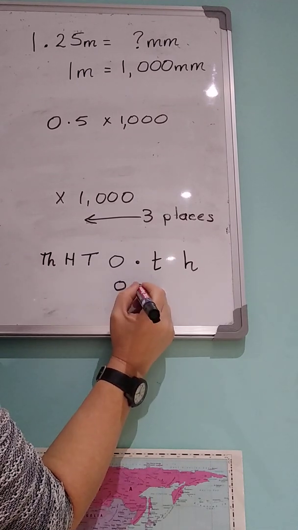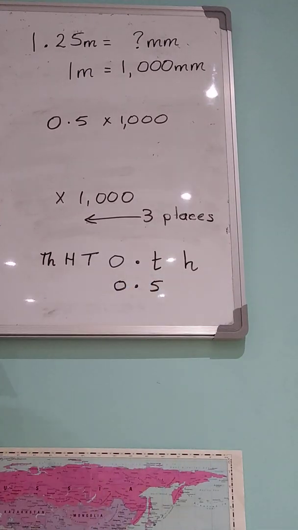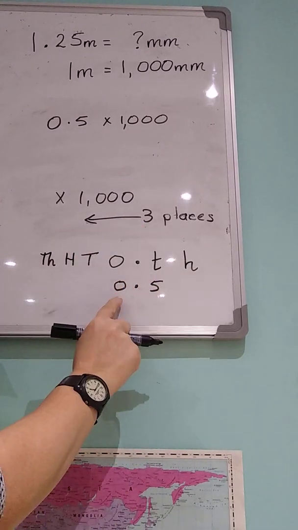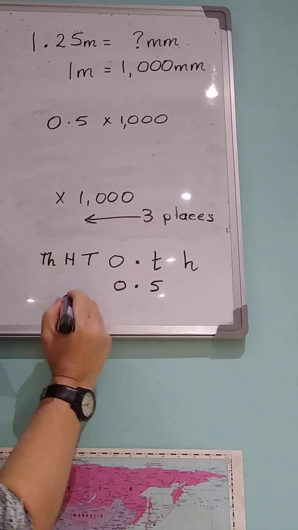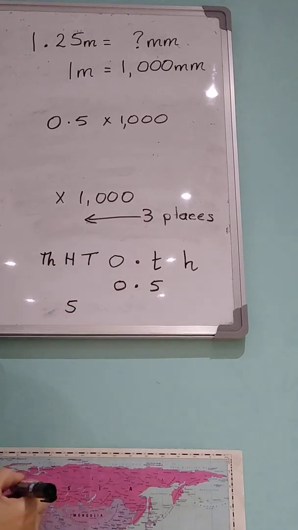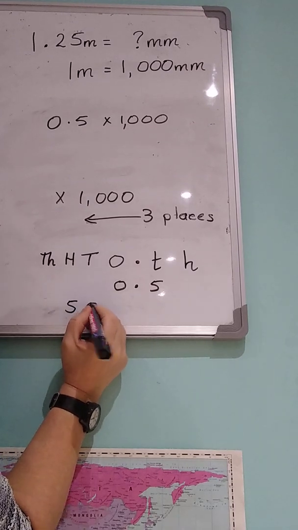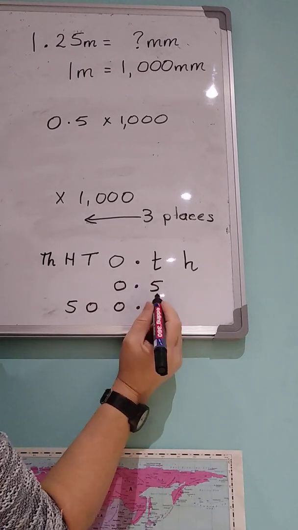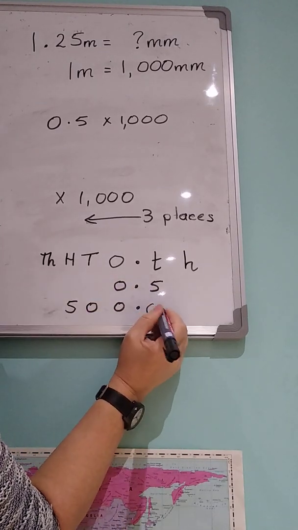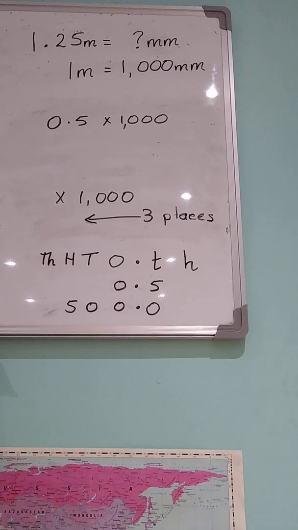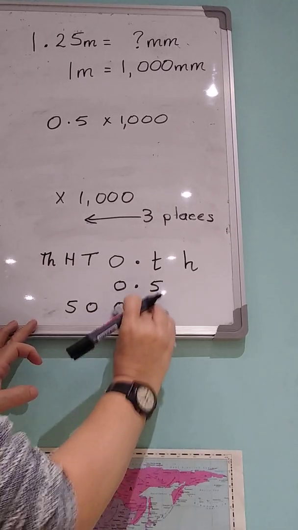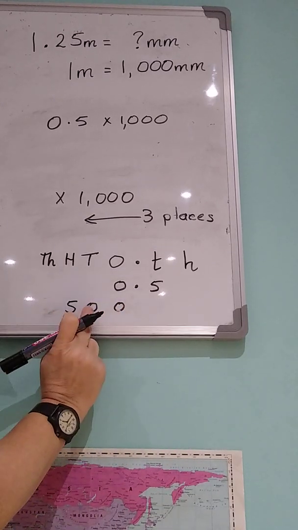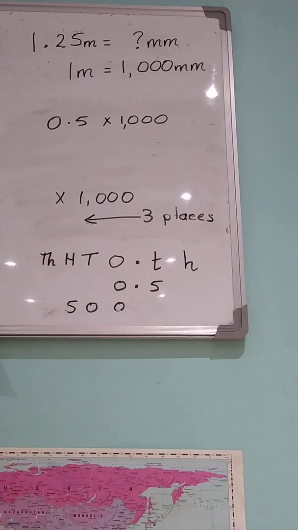0.5 goes here. What I want to do is move the 5 3 places to the left. So it jumps 1, 2, 3 places. It jumps into the 100 space, and then I can put a 0 until I get to the decimal point. So 0.5 times 1,000 is 500. We can write the 500 like that, or we can write it like this. It won't matter. But you can see that the 5/10 has jumped 1, 2, 3 places to the left.